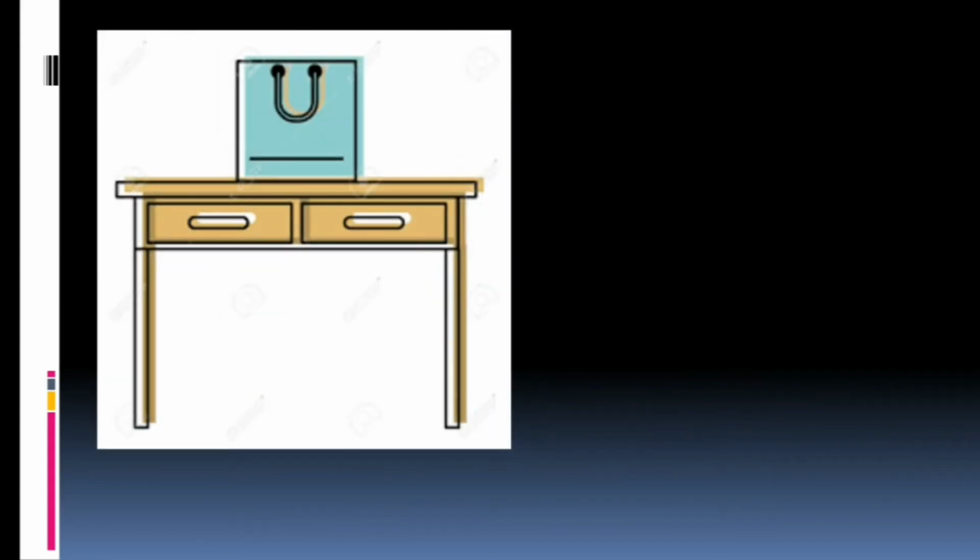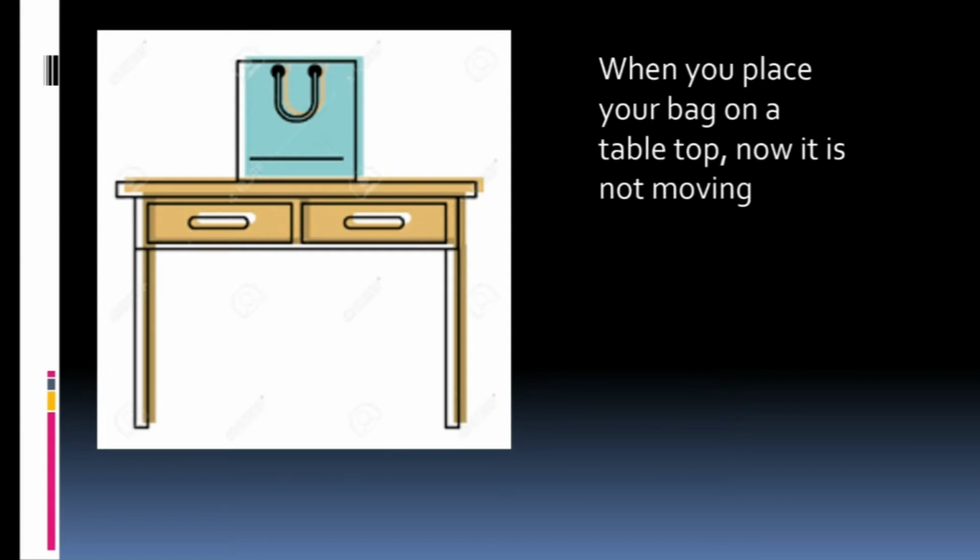You can see this bag on a table. When you place your bag on the tabletop, now it is not moving. So the bag which you were taking, now you kept it on the table and you can see that now it is not moving. Before it was moving with you.